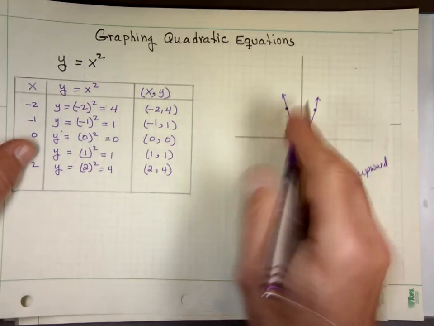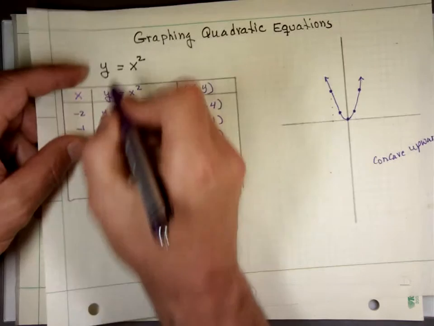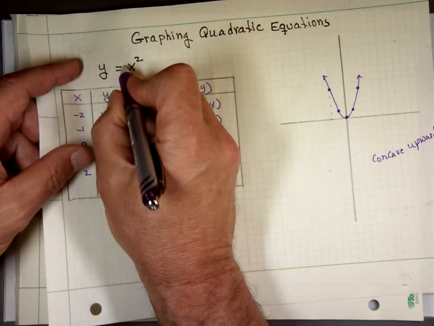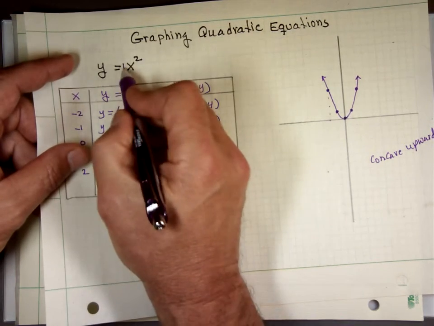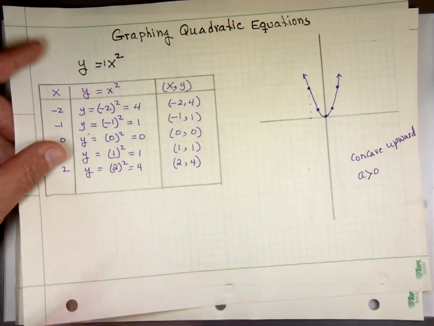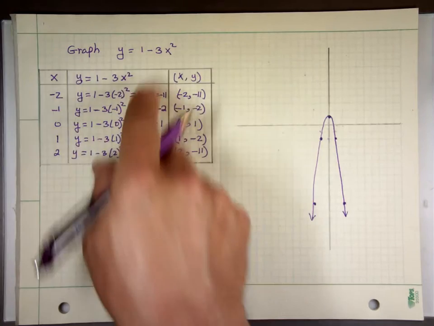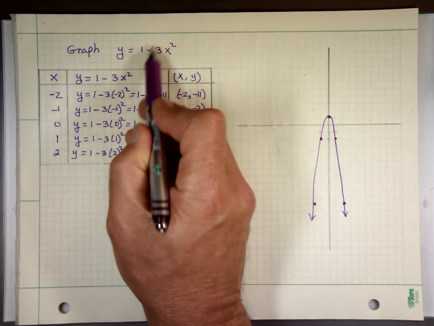By looking at the function, I can tell if it's going to open upward or downward. You look at the coefficient of x squared. What is the number in front of x squared? It's actually a 1. If that number is positive, if a, the coefficient of x squared, is positive, it will open upward. If it's negative, notice this is the x squared. What's that number? Negative. It will open downward.